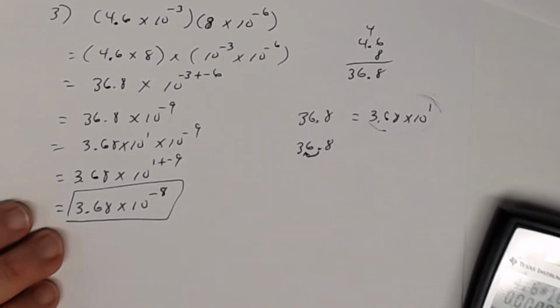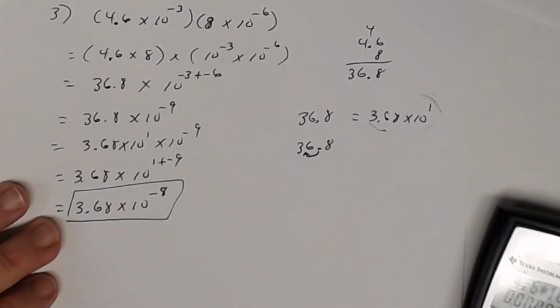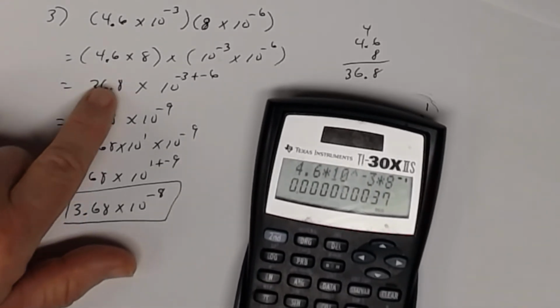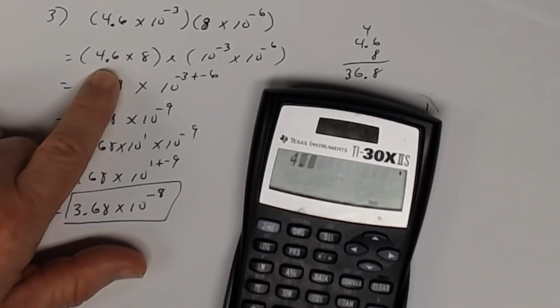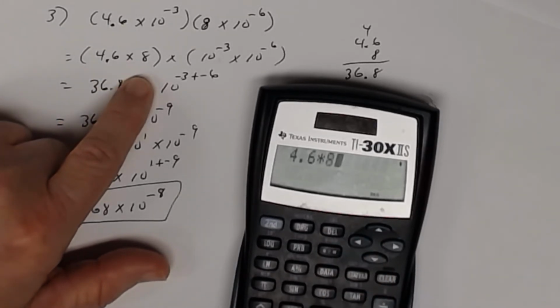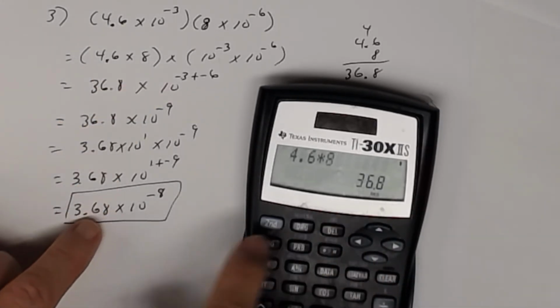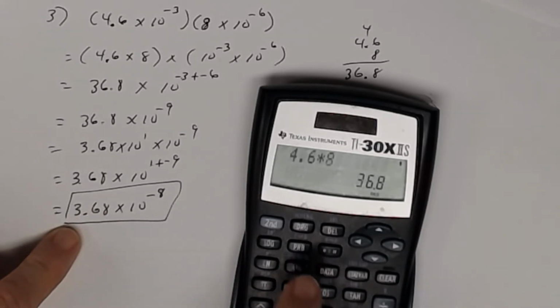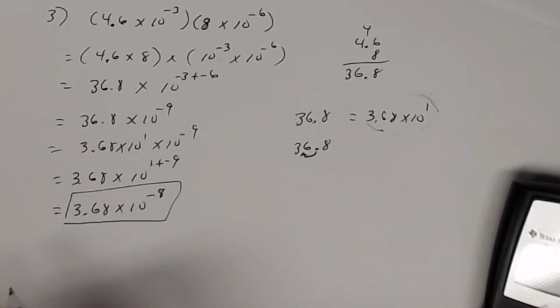All right, so that was number 3. And then if you just look at that 4.6 times, let me show this again, times 8. See that 36.8? So you know that this had to be 3.68, right? Okay, so 3.68.